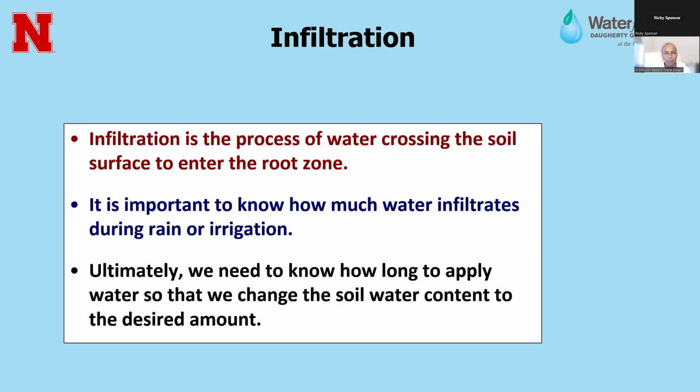And it is important to know how much water infiltrates during rain or irrigation so that we know how much water is stored in the soil and where it goes. Ultimately, we need to know how long to apply water so that we can change the soil moisture content to the desired amount. Especially for irrigating fields, we want to know how long to apply, because the rate of infiltration will depend on the soil structure and soil texture. If you know the infiltration rate and how it varies over time, then we can decide how long to water a particular field.